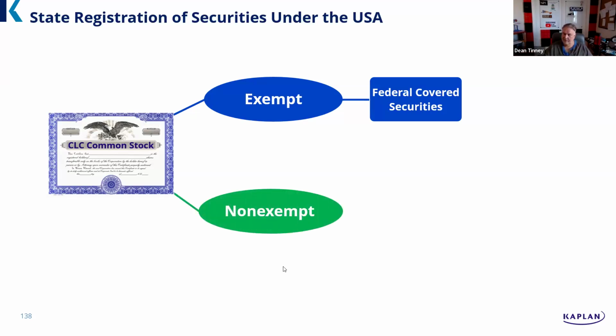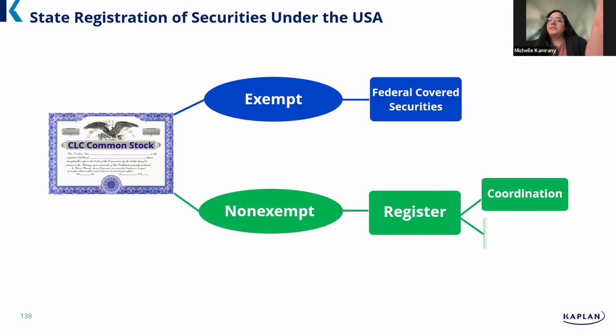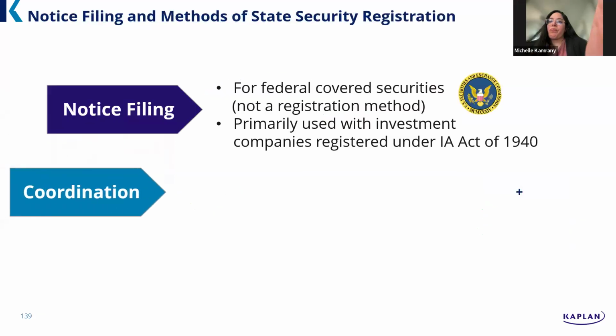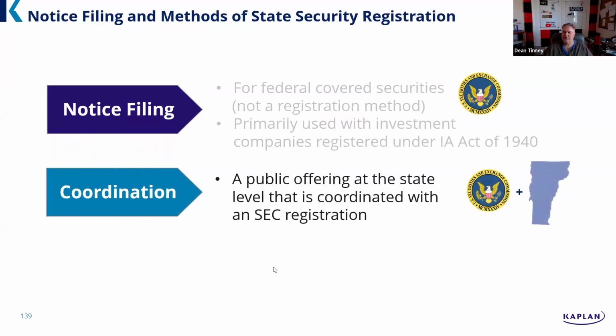If it's non-exempt, there's my Del Taco restaurant properties, right? It's non-exempt. It's not a federally covered security. It's not a muni. It's not a government. Then we're going to have to register through either coordination or qualification. Those are two ways to register the security, right? Because the default should be we shouldn't be selling unregistered securities. So notice filing, we said, is not a method of registration, but this is primarily used with mutual funds where they just notify the state of Wisconsin that they plan on selling it.